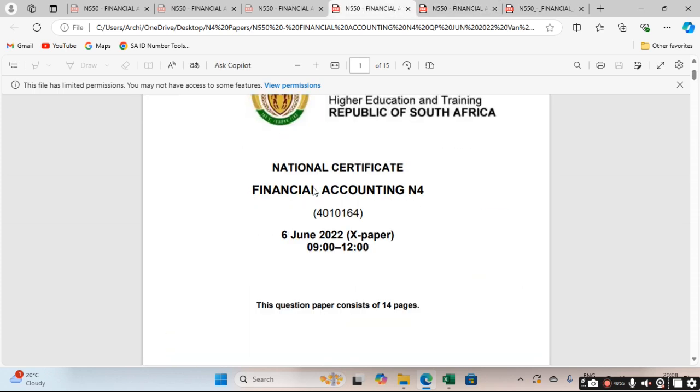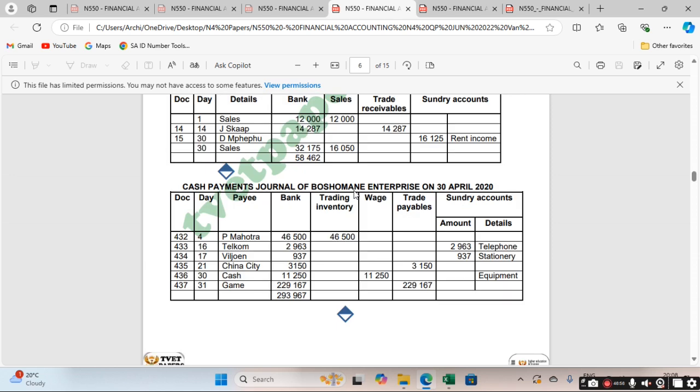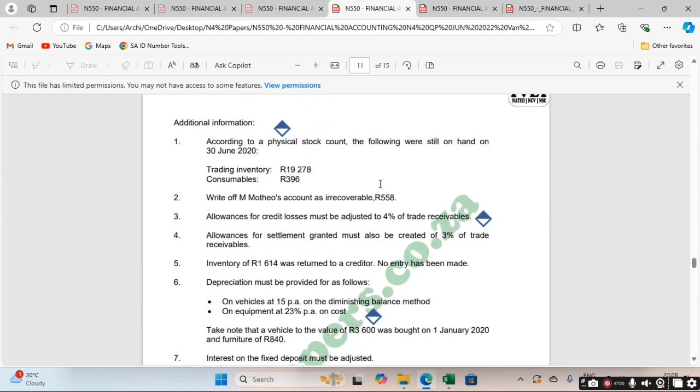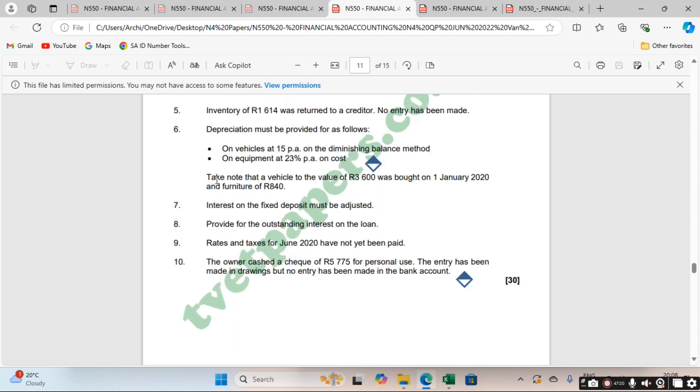Okay, let's see. Now we're doing 6 June 2022. Statement of comprehensive income. Okay, so I think this is a bit different. Allowances for credit losses must be adjusted. Allowance for settlement discount. Inventory was returned. Furniture was bought. Interest on fixed deposit must be adjusted. Provide for the outstanding interest on loan, interest on rates. The owner cashed.